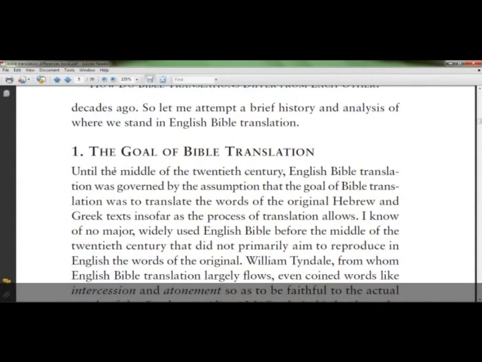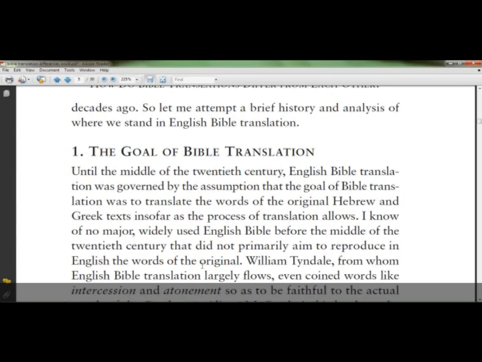Now this is another chapter here. It says, the goal of Bible translation. Until the middle of the 20th century, English Bible translation was governed by the assumption that the goal of Bible translation was to translate the words of the original Hebrew and Greek texts insofar as the process of translation allows. I know of no major widely used English Bible before the middle of the 20th century that did not primarily aim to reproduce in English the words of the original. Right, in other words, word for word.